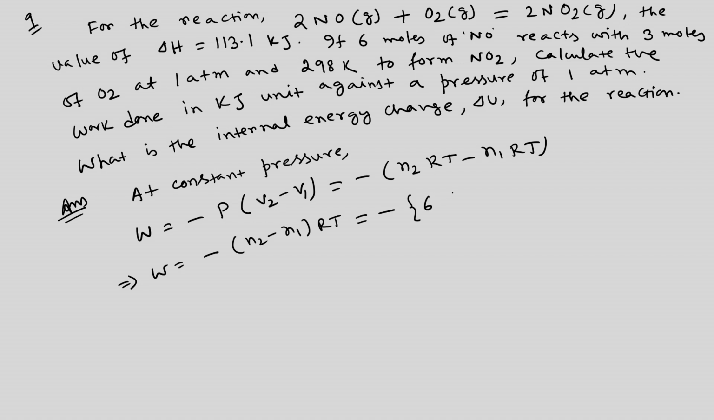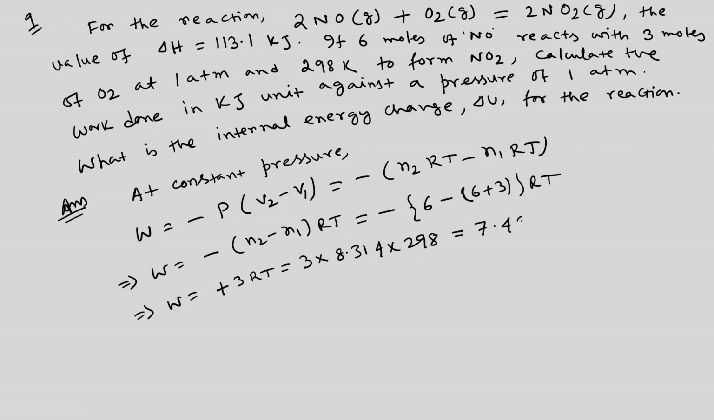Okay, so that is 6, right? 6 minus (6 plus 3) times RT. So W is minus, minus 3 times RT, so 3 times 8.314 times 298. Okay. So gives us 7.432 kilojoule.